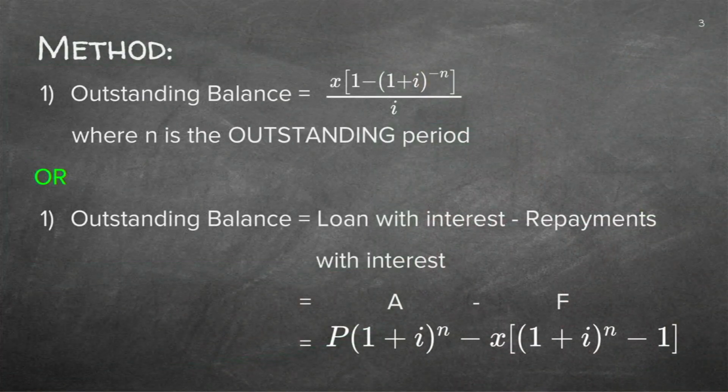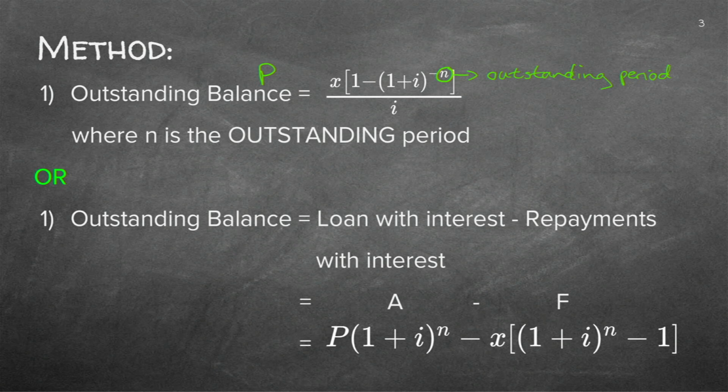If you look at the two methods, the first one is the normal P formula. Outstanding balance is your normal P formula, but very important, that N is the outstanding period. Remember, you want to find out what is still left of your loan so that you can pay it off at once. So if you use this method where you only use one formula, that's why I like this method: it's one formula and it's done.